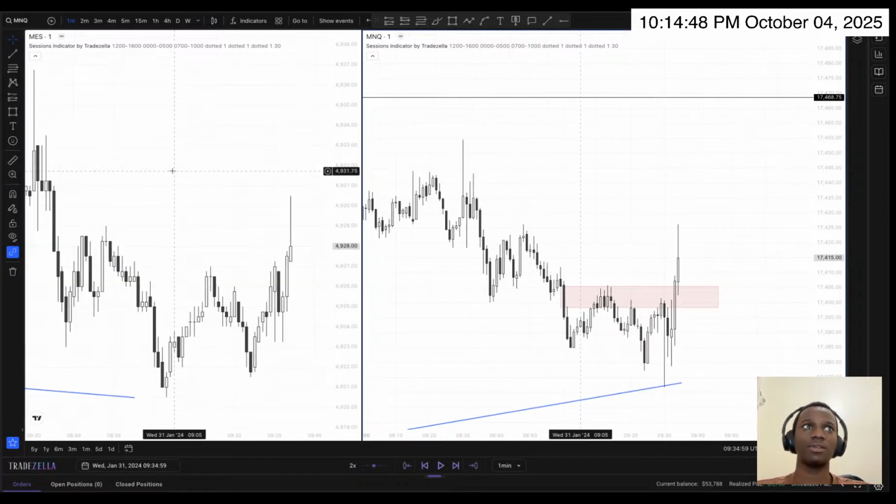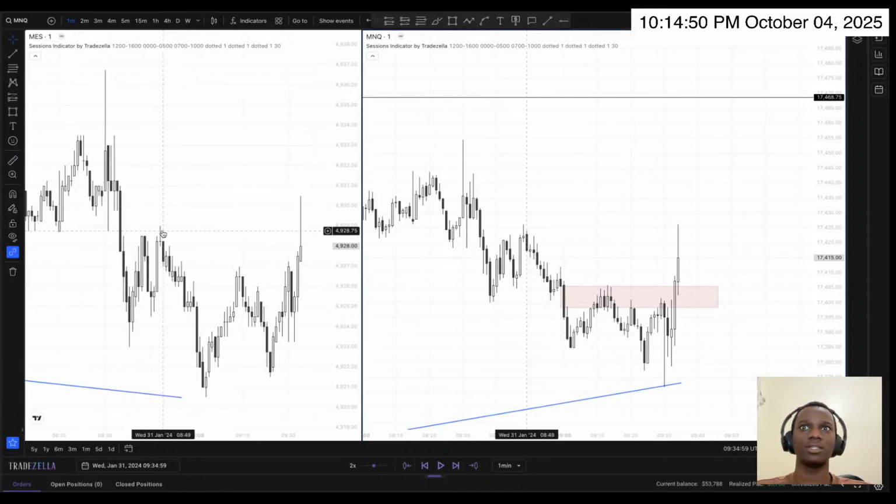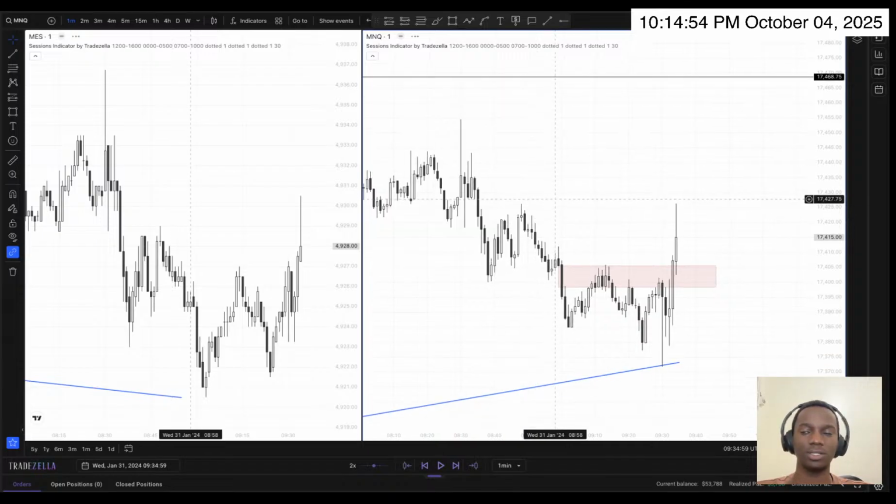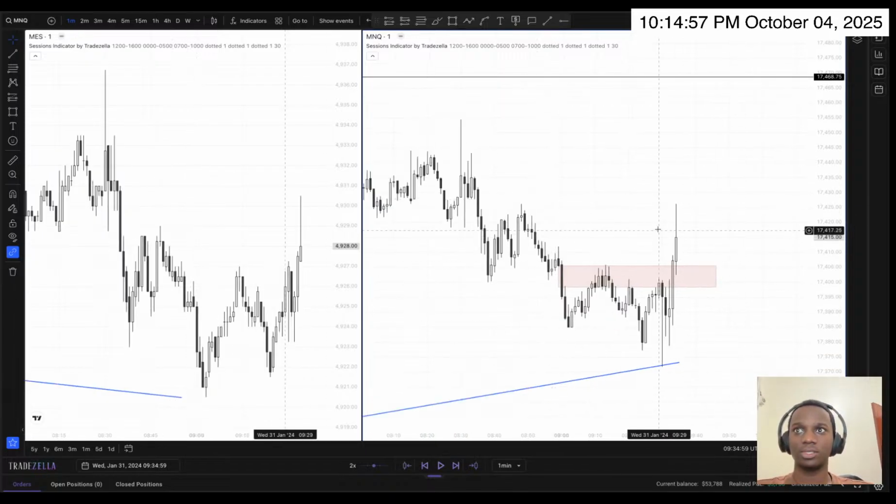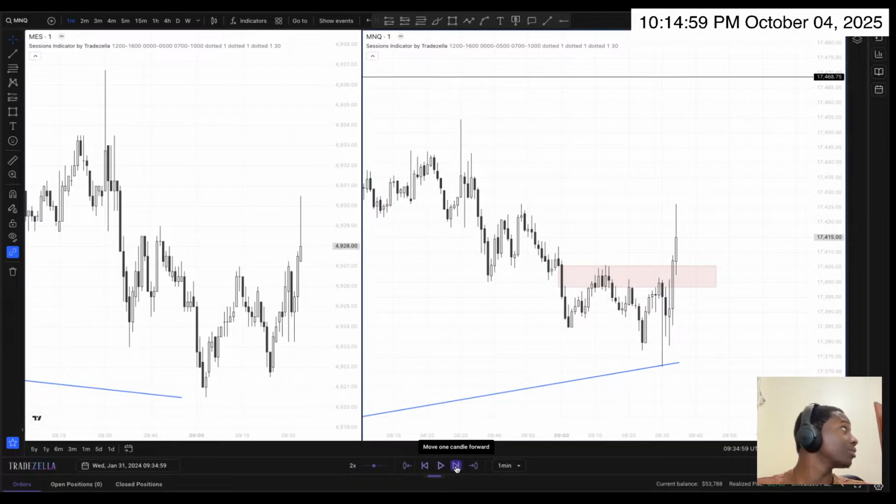And the funny thing is that we've already hit this high here, yes, but this one is still standing, so you can target it. But I think the market could put in another retracement. Let's wait for one more candle here.